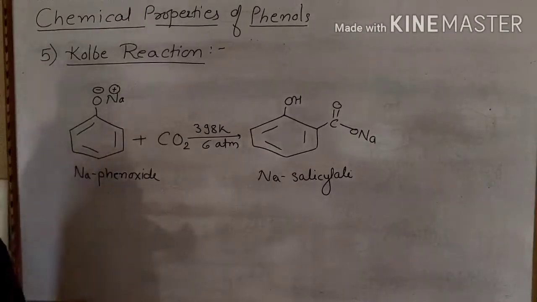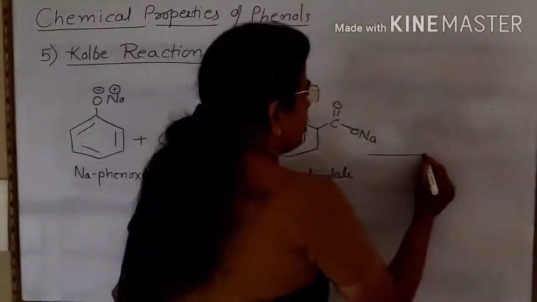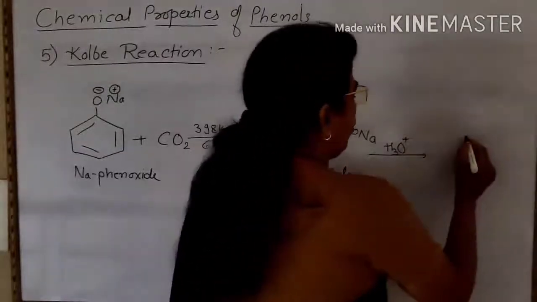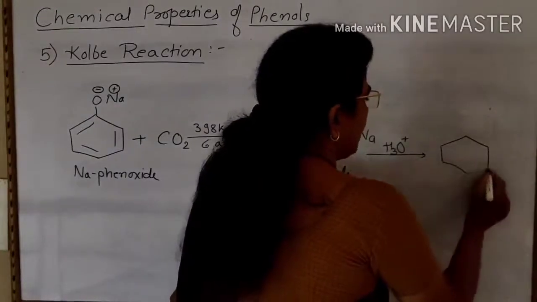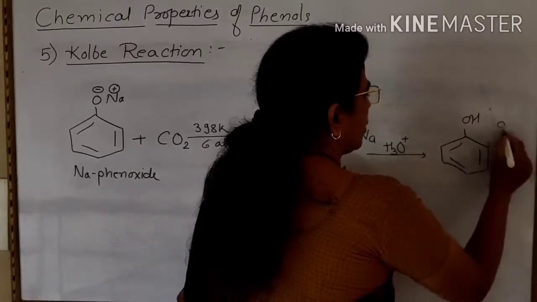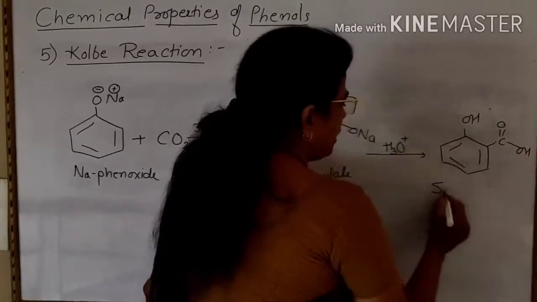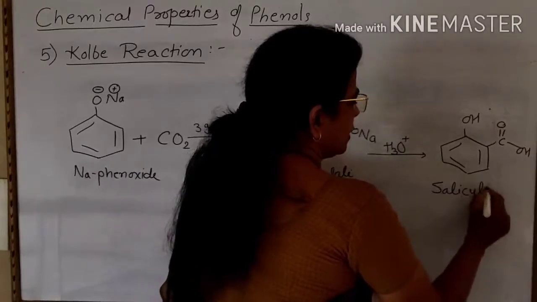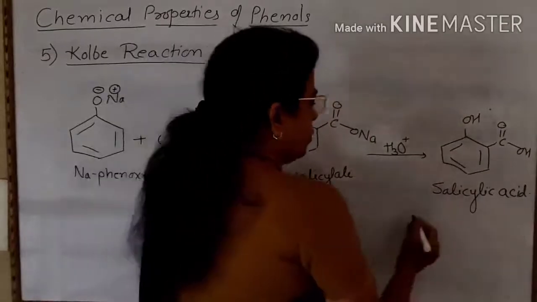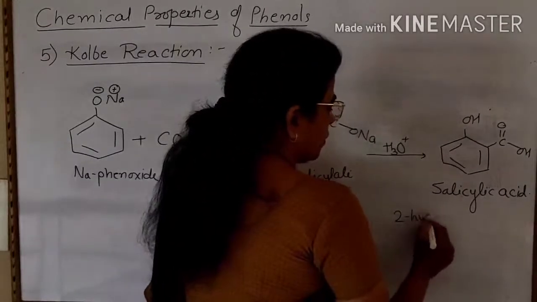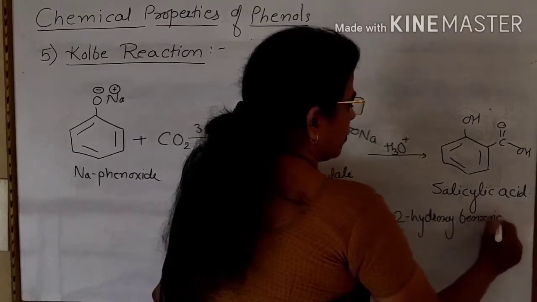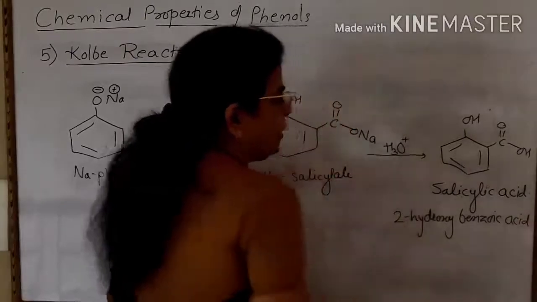Now this sodium salicylate undergoes acid hydrolysis, H3O+. Then formation of salicylic acid takes place, like this. This compound is salicylic acid. The IUPAC name of this compound is 2-hydroxybenzoic acid or ortho-hydroxybenzoic acid.